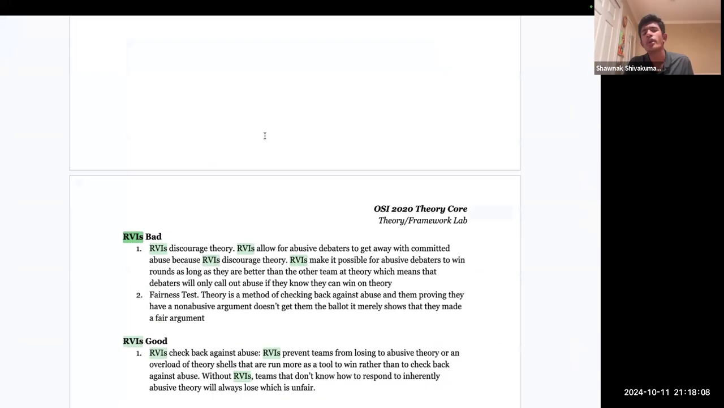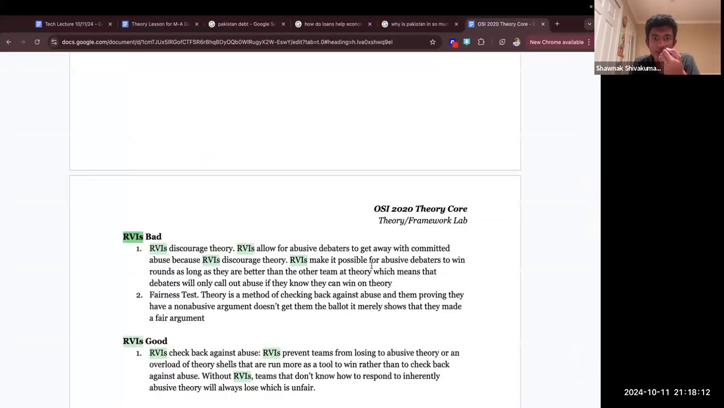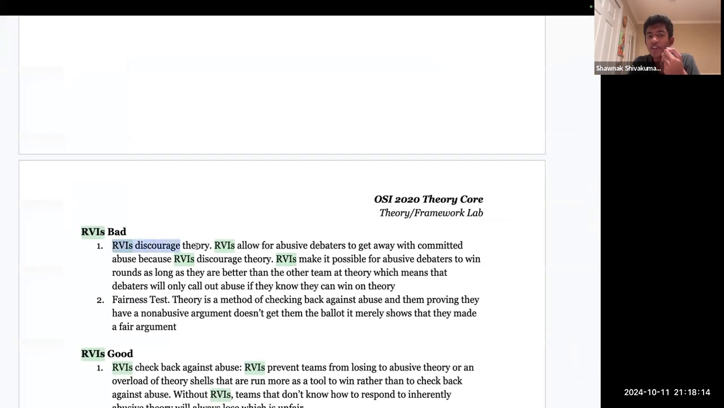Yeah, RVIs. So this is a good example. RVIs discourage theory. If you say yes, RVIs, what happens now? All of a sudden, debaters become afraid to run theory because they get scared they're going to lose on the theory shell, which means that actual genuine abuse doesn't get checked back against because they're scared that debaters are just going to beat them on the RVI.